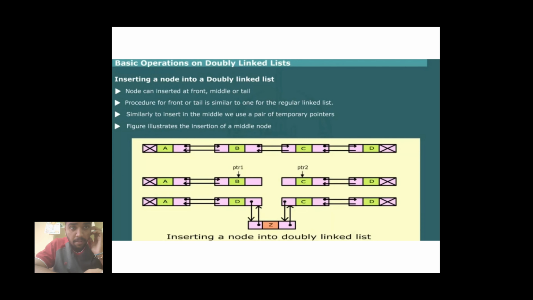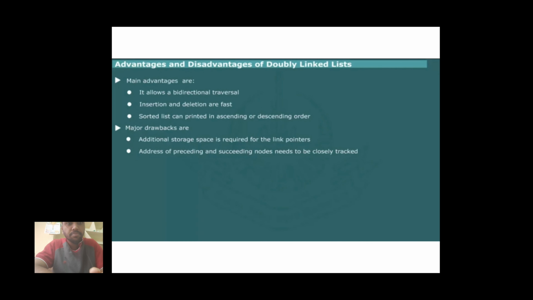A to B, B to C, C to D, D to C, C to B, B to A. B is pointer 1, C is pointer 2. So when we insert Z, A to D and D to Z, Z to C, C to D, D to C, C to Z, Z to D, D to A. Insertion of a node into a double linked list.